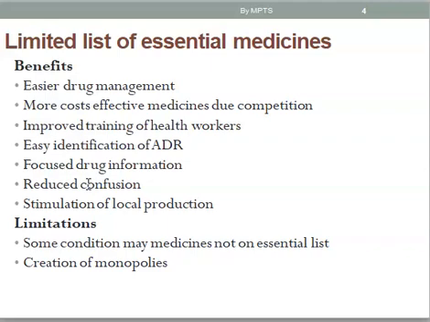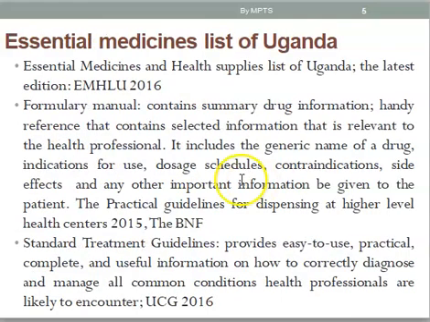Now, however, there are some limitations. It can create monopoly, and some patients may require drugs which are not on the essential list of Uganda, for example. But here is where NDA, the National Drug Authority, can grant a special import permit for such drugs in order to save the life of the patient.